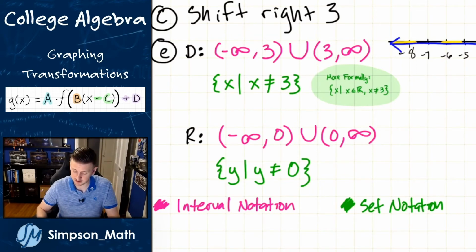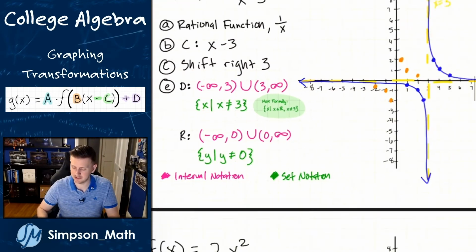And then for our range, it's very similar. Negative infinity to 0, 0 to infinity. That union is a piece of glue that holds it together. And then y can't be 0.